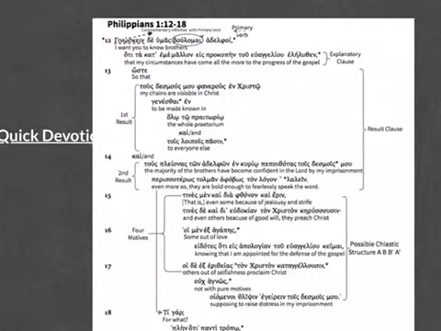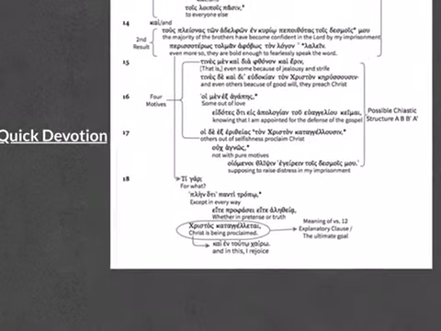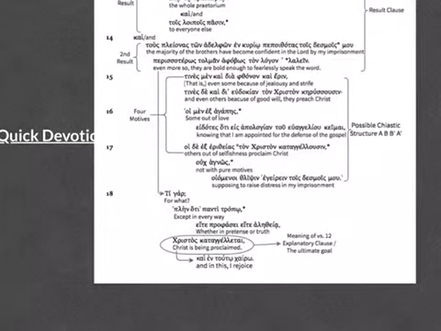And then he kind of explains what this means. He's basically saying that some do it because of jealousy and strife, others do it because of goodwill. They preach Christ, some out of love, knowing that I am appointed for the defense of the gospel. Others out of selfishness proclaim Christ, not with pure motives, supposing to raise distress in my imprisonment. For what? Except in every way, whether in pretense or truth, Christ is being proclaimed. And in this I rejoice.